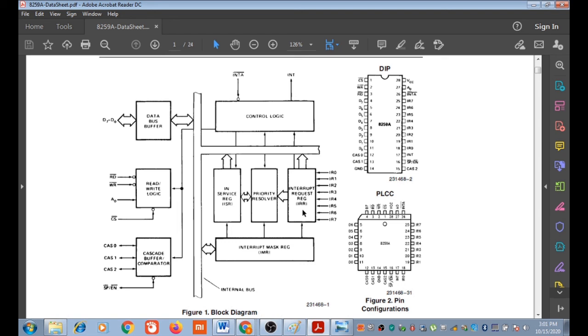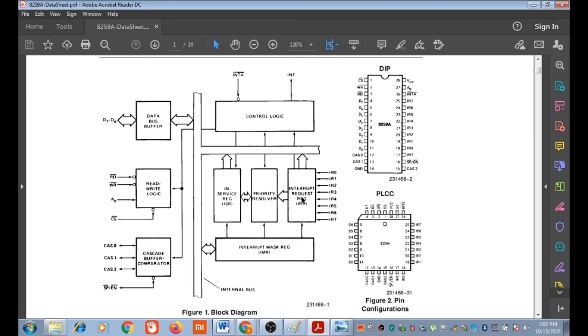Next, the interrupt request register, IRR. These are the interrupt request lines. By default, IR0 has the highest priority, IR1 next highest, and so on. IR7 has the lowest priority. This is an 8-bit register, 1 bit for each interrupt request line. This register keeps track of which interrupt input lines are asking for service.